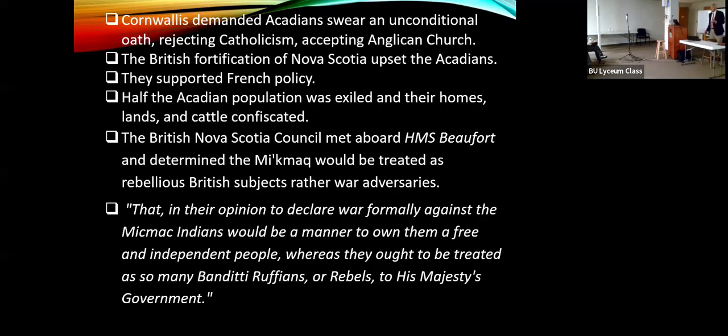So he gives them a choice. We control this area. You have to reject Catholicism and accept the Anglican Church. Is that going to fly? Remember, 1700s, you're Catholic. That means something. Now, I'm not saying it doesn't mean something today. I won't go down that path. All right?